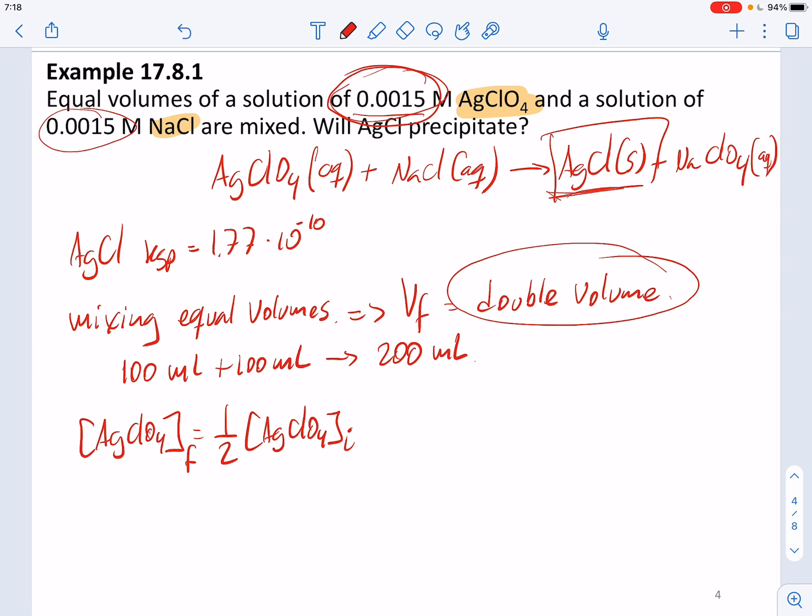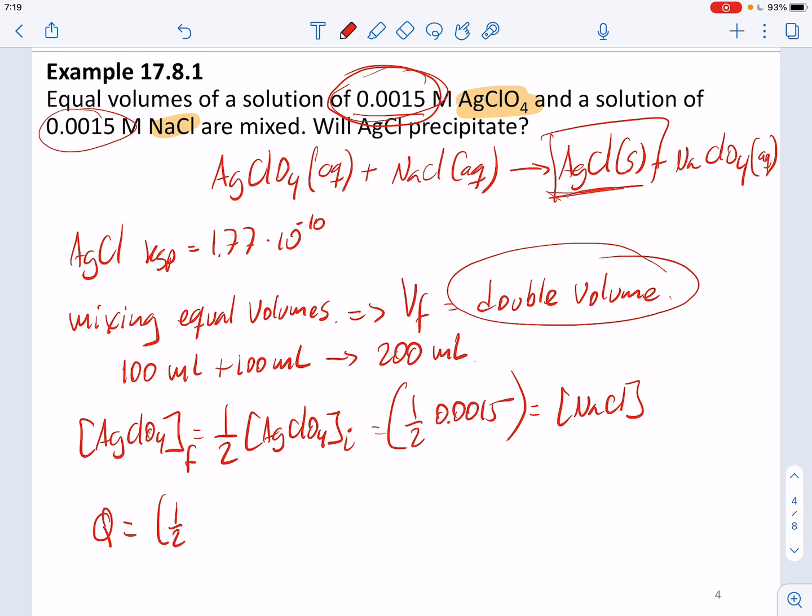Okay, so the final concentration is going to be 1/2 of 0.0015. All right. So that goes also for sodium chloride, because you actually have the same concentration in those individual solutions. So therefore, if this is our concentration, then Q, and we are saying Q because we don't really know if those concentrations are equilibrium concentrations, so we have to use Q.